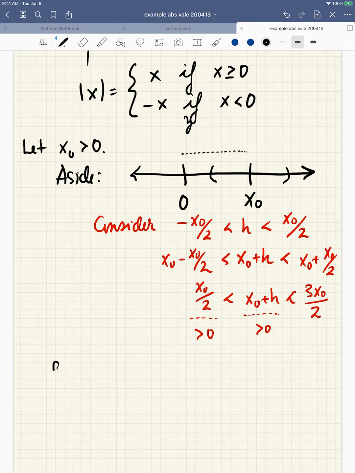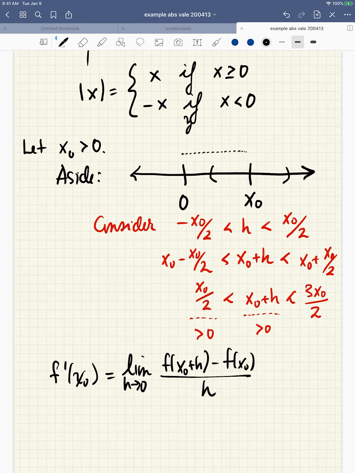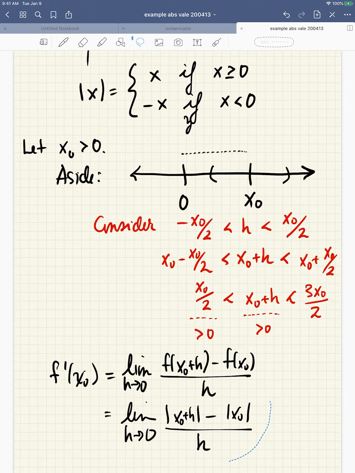So let's calculate the derivative at this positive number. Well, here's the difference quotient. And now we know x naught is positive. So we'll just write it this way. Okay, so we got that. Now let's copy this to the next page.